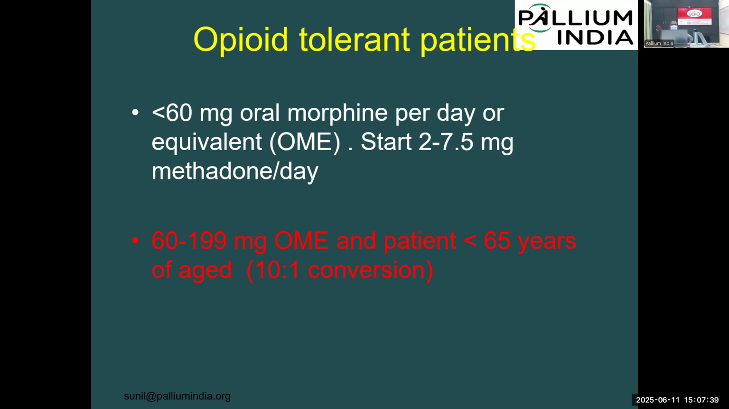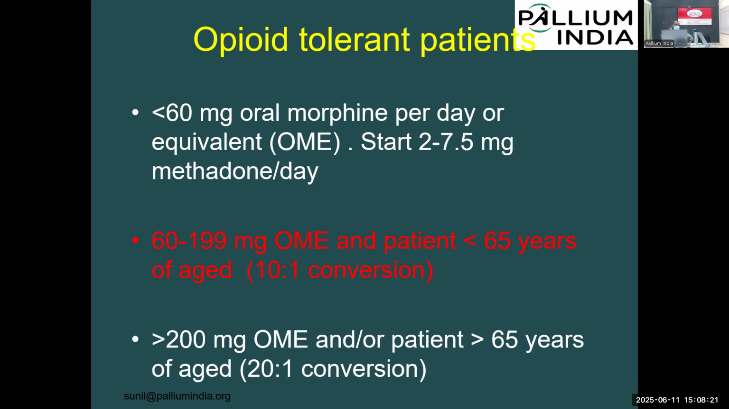That means if the patient is taking 100 milligram of oral morphine per day, what would be the methadone dosage in such patient? Patient is taking 100 milligram per day oral morphine. What would be the methadone dose? 10 milligram, sir. Can you explain how did you get 10 milligram? Since it is 10:1, sir. Yes. 100 divided by 10. So that is 10 milligram.